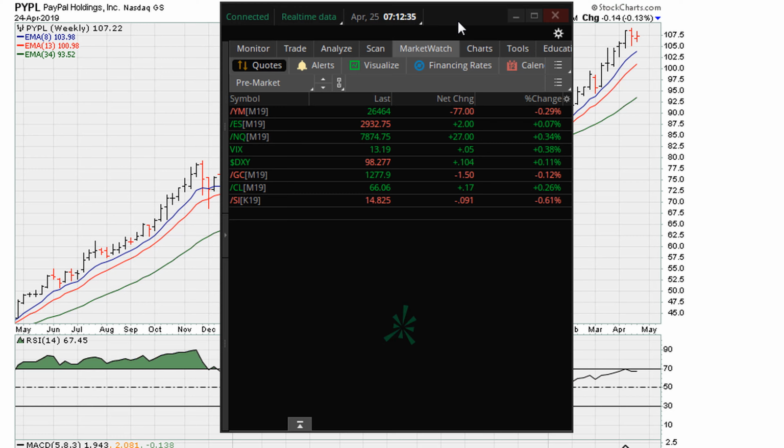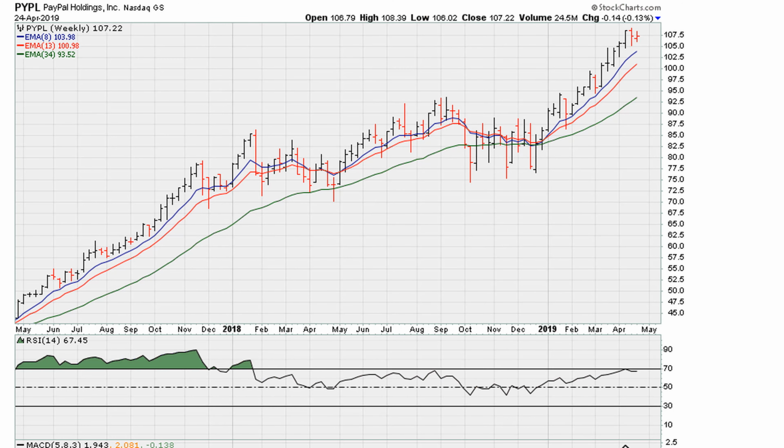Let's take a look at PayPal's weekly charts, and we're going to begin with the last two weekly closing highs. We can see a weekly closing high here that corresponded with resistance around the RSI 69.1 level. We can see a recent weekly closing high here that again corresponds with RSI 69.1 uniform activity resistance.